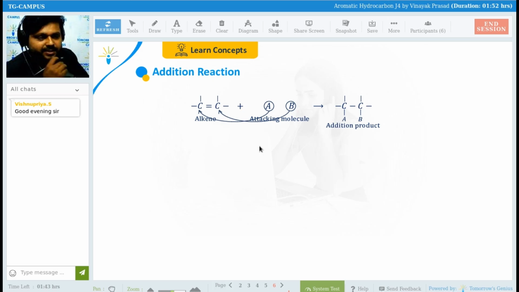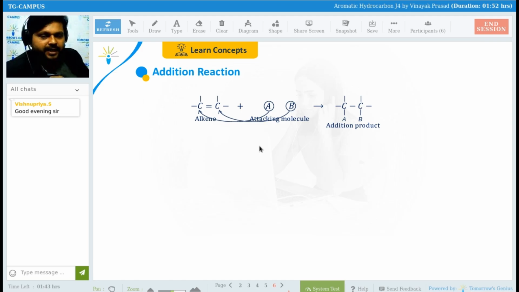What is the meaning of this addition reaction? Who will tell me? Addition means what? There will be something that will be adding there, right? Without displacing anyone, so without displacing any atom, you are adding something. That means what? Addition reaction is there.